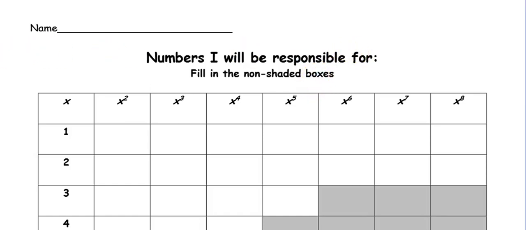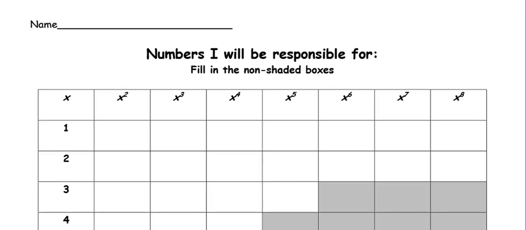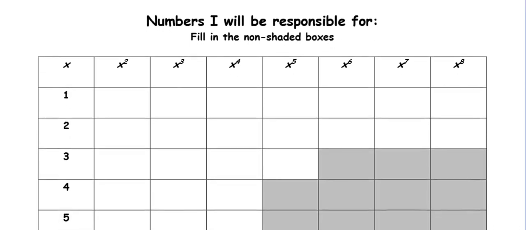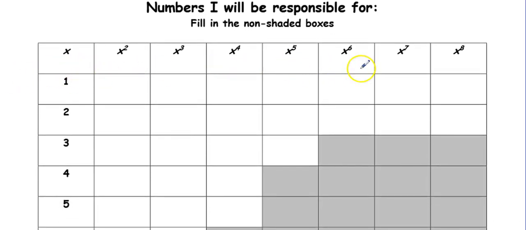Anything that's not in gray you are responsible for, so all of these white boxes we're going to fill out. I'll do this first row with you and the second row, and then you'll pause the video and finish filling out the rest of the chart, and then we'll compare answers. Here's my first value. 1 squared is 1. 1 to the third is 1. 1 to the fourth is 1. In fact, 1 to any power is 1. So this entire first row is 1.